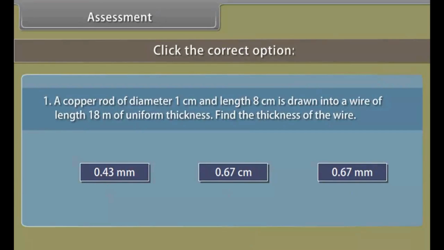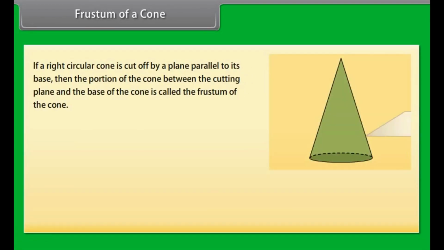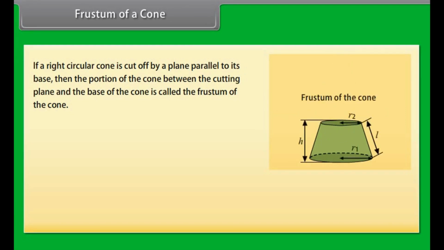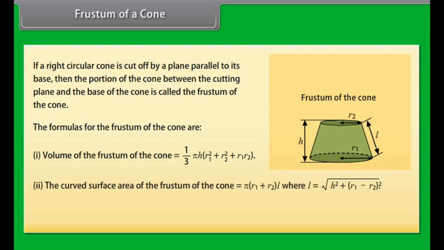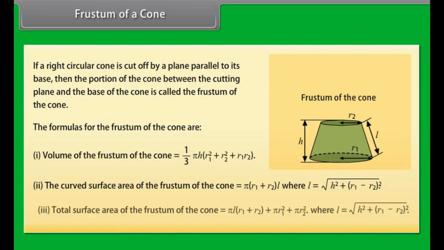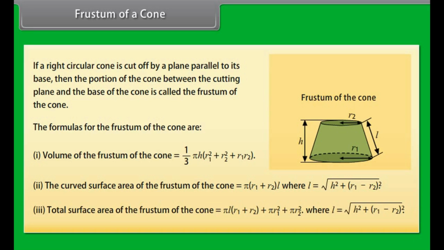Assessment. Now answer the given questions. Click the correct option. Frustum of a cone. If a right circular cone is cut off by a plane parallel to its base, then the portion of the cone between the cutting plane and the base of the cone is called the frustum of the cone. The formulae for the frustum of the cone are given below. We will find the volume and the surface area of the frustum of the cone using these formulas in next screen.